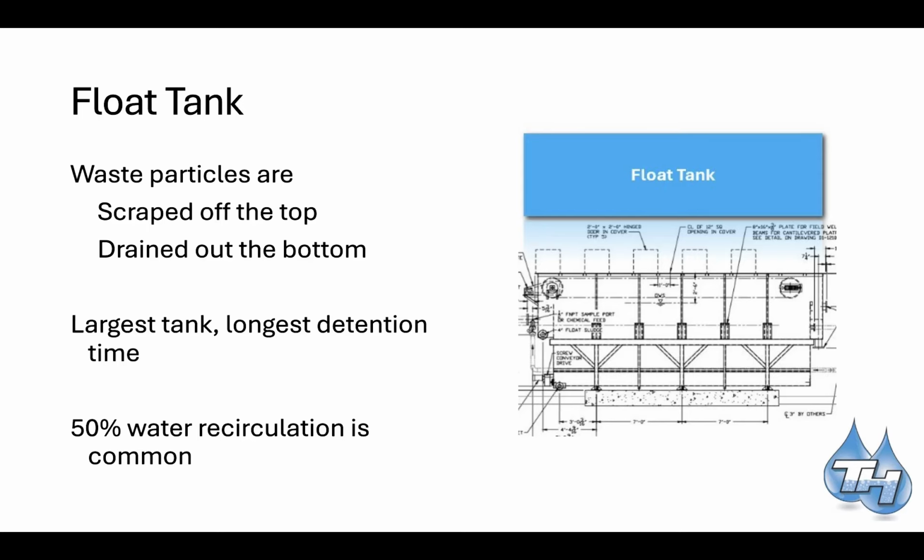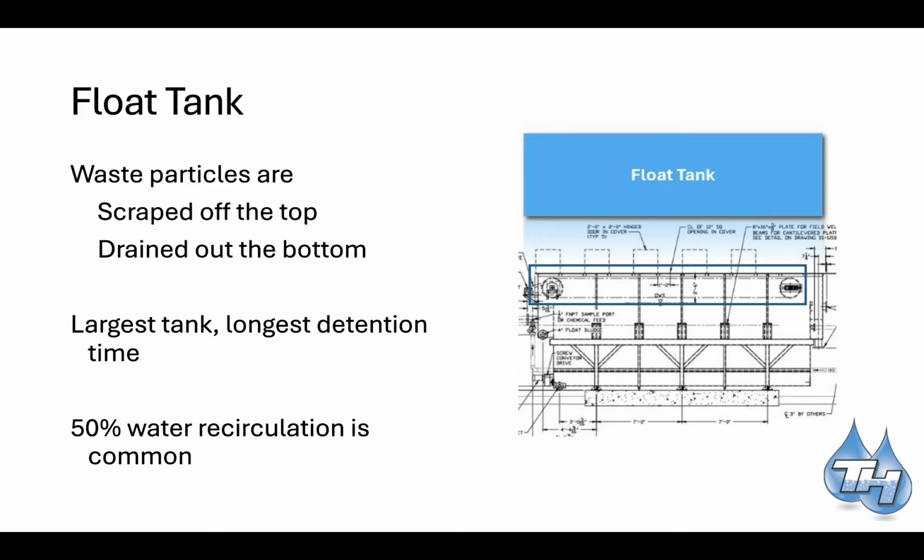Once these particles are ready to be floated to the top of the water and scraped off, they enter into the float tank. This is where waste particles are scraped off. There are some particles that couldn't be flocculated up to the top of the tank, so they end up floating down to the bottom. And there are things that are drained out the bottom as well. So waste particles are scraped off the top and drained out of the bottom. This is where the magic happens. This is the longest detention time of the entire process. And something that is very common is a 50% water recirculation. So half the water that's coming in here is going to be recirculated through that pressurization tank.